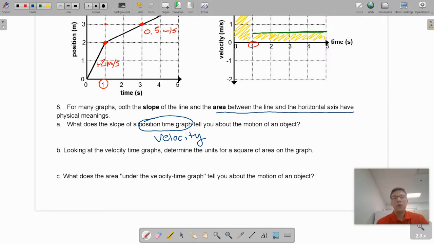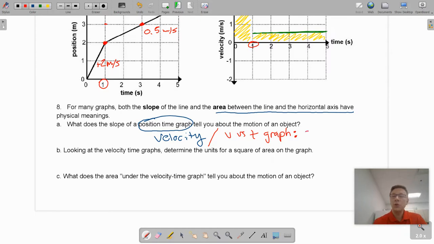Now, looking at the velocity versus time graphs, determine the units for a square area on the graph. Actually, before we do that, on this last question, if you're following along, I want you to put a slash here and say, for a velocity versus time graph, what does the slope mean? Well, we don't have to get into this in too much detail.